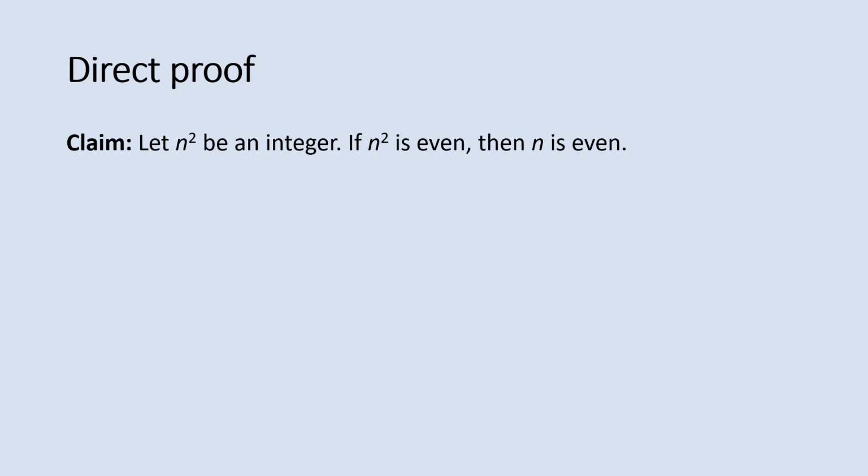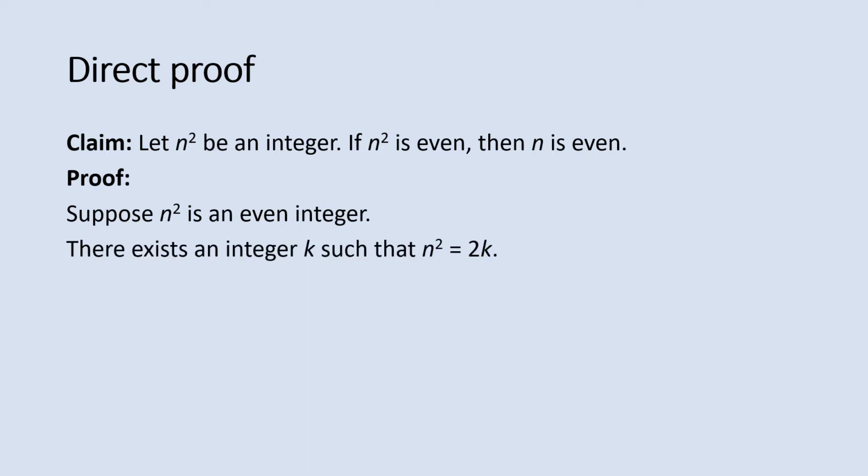Let's look at a modified claim then. In this case, we're claiming that if n squared is even, then n is even. So if we try a direct proof in this case, we suppose that n squared is an even integer, just as we've done in the previous two examples. This means that there exists some integer k, so that n squared is equal to 2 times k. Remember, our goal is to get to some statement about n being even. But n squared is equal to 2 times k.